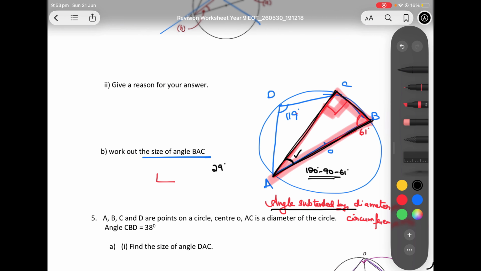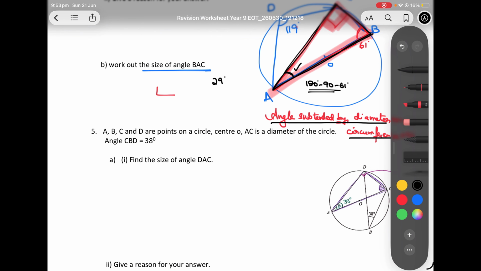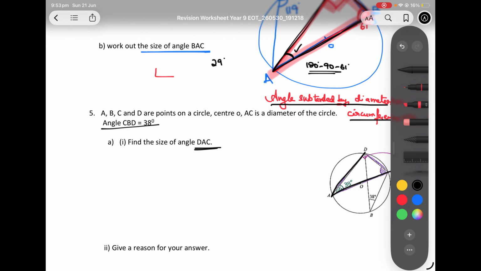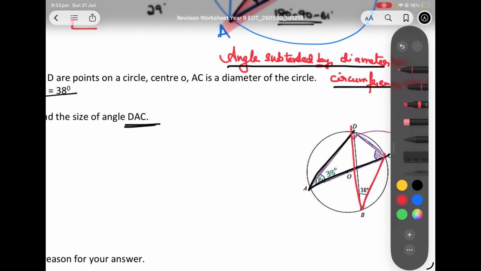The reason is: angle subtended by the diameter on the circumference is equal to 90 degrees. Now likewise, moving to the next question, they have given that ABCD are so and so forth. They have given all the details in here. DAC is what is being asked. They have given CBD equal to 38 degrees. Now this is the common arc. This is making 38, so also this will be 38.